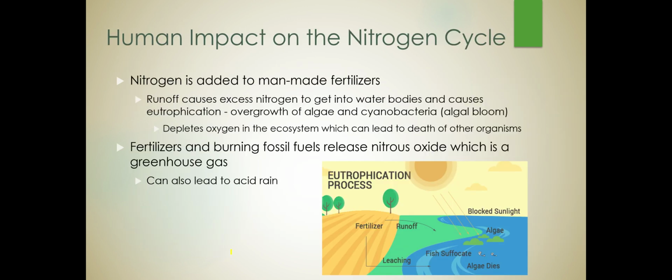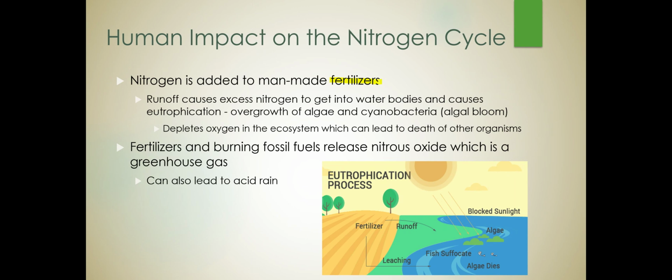And as with all the other cycles, how do we as humans mess it up? Well, this is all about fertilizers. Because nitrogen is essential and sometimes it's limited in our soils, we create these man-made fertilizers. We're not talking about natural compost here. We're talking about these factory-made, commercially made fertilizers. And so they're filled with these nitrates and nitrites and phosphates.